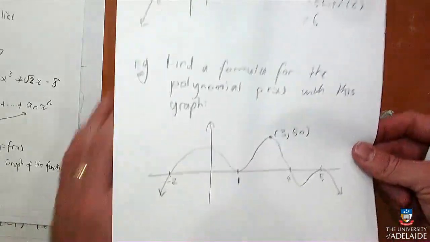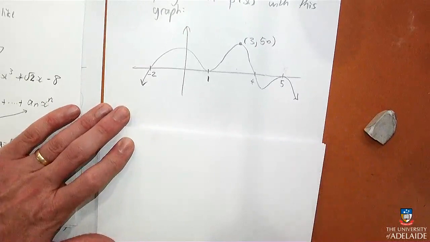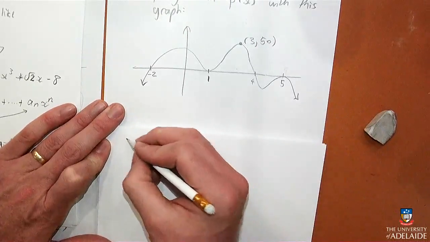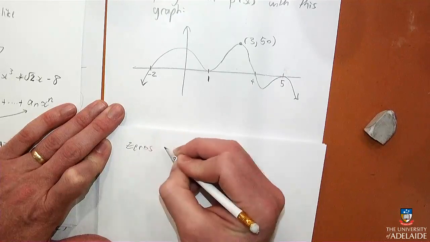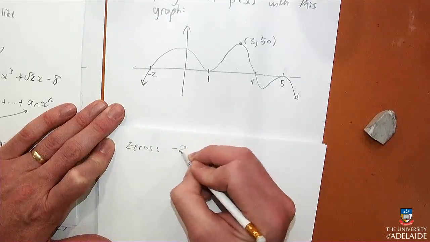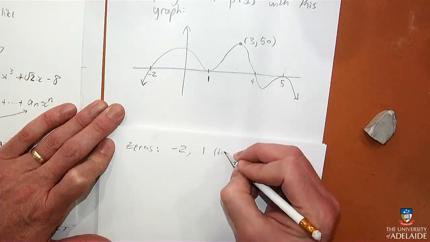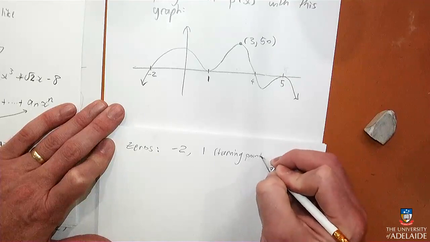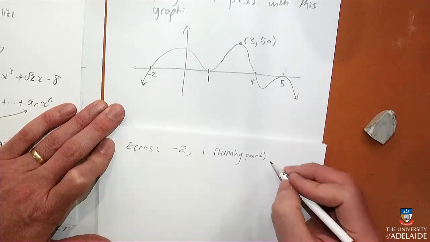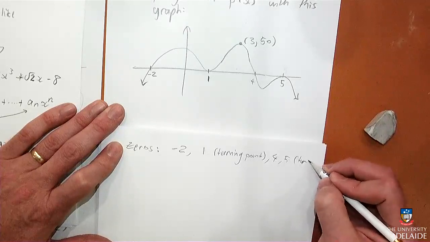So, let's see, we can see the zeros. So, the zeros are minus 2, 1, but it has a turning point there. And 4 and 5, it has a turning point there too.